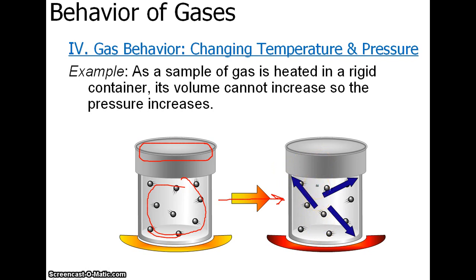In the last example, we saw that as the molecules moved the top of the lid up, they relieved their pressure. In this case, the volume is constant. This is a non-expandable container, so the volume is going to stay the same and the pressure will increase.